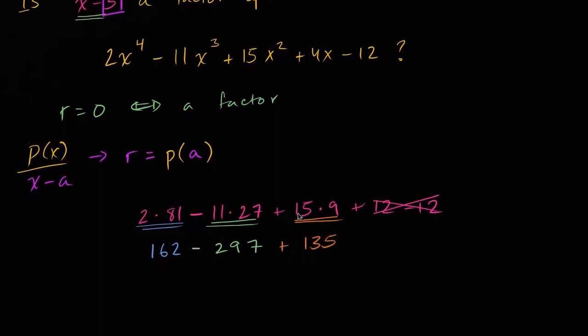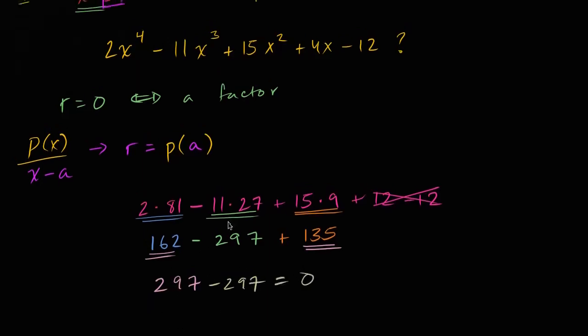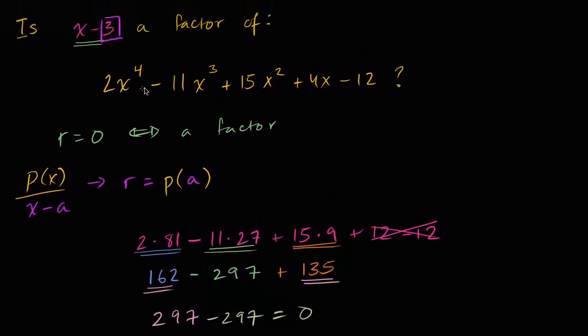135. And let's see, if I were to take 162 and 135, that's going to give me 297 minus 297, let me do that in green, minus 297, and we do indeed equal 0. So the remainder, if I were to divide this by this, is equal to 0. So x minus 3 is indeed a factor of all of this business.